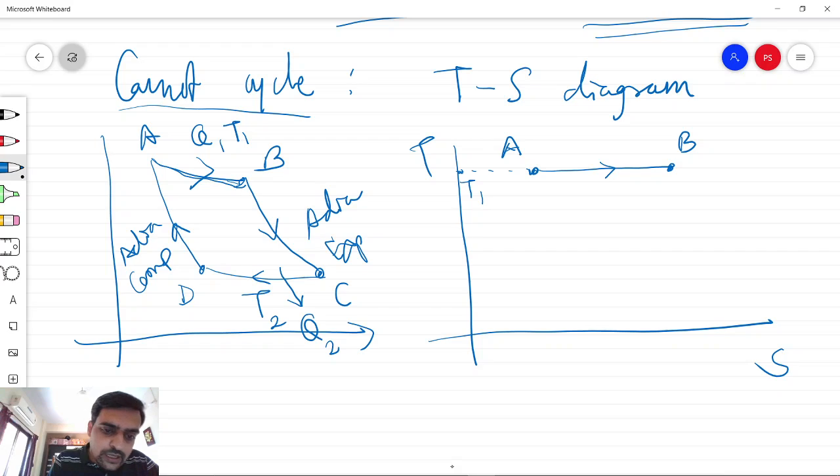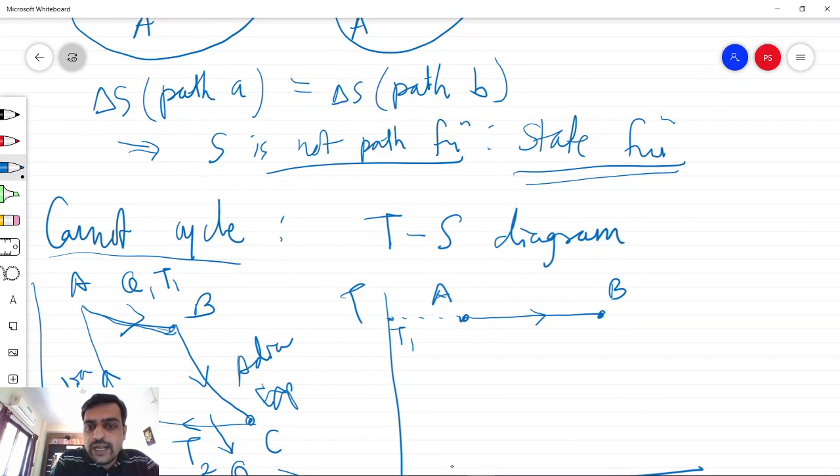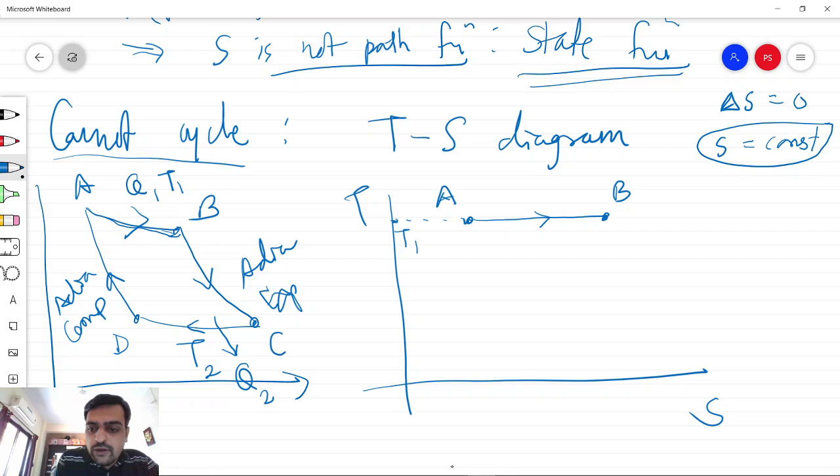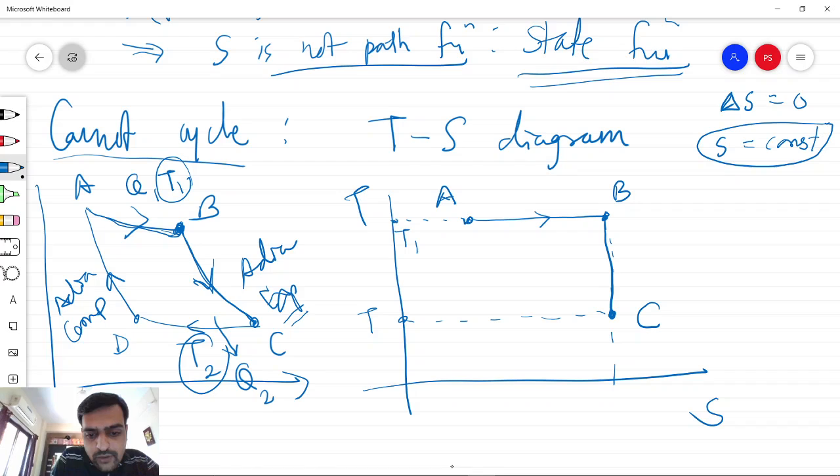Now from B to C, the process is adiabatic expansion, and we have already seen that for an adiabatic process, change in entropy is 0, so entropy has to be constant. That is the meaning of it. So similarly, for a constant entropy, we should draw a vertical line starting from B and ending at C. We should note that temperature decreases from a value T1 to a value T2 during this process, since it is an adiabatic expansion. So the new temperature reached is some lower value T2.